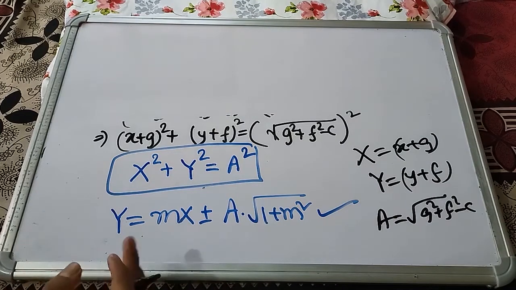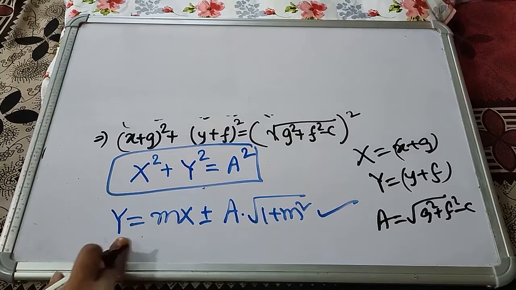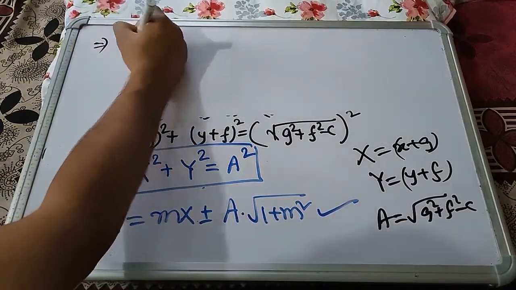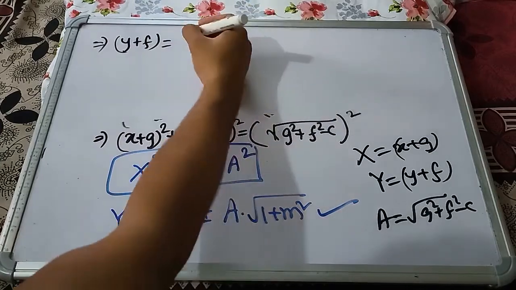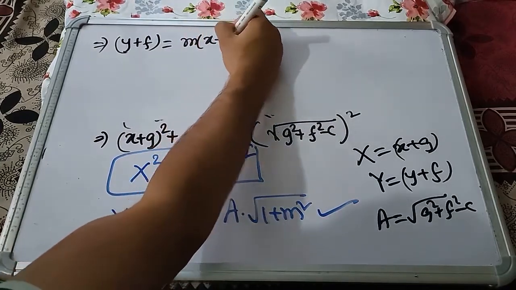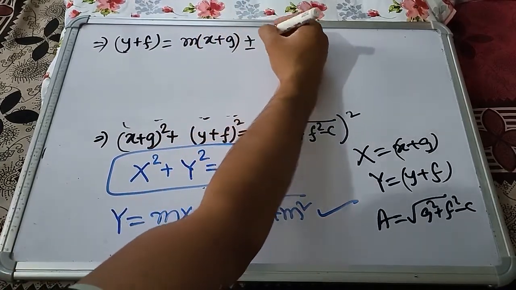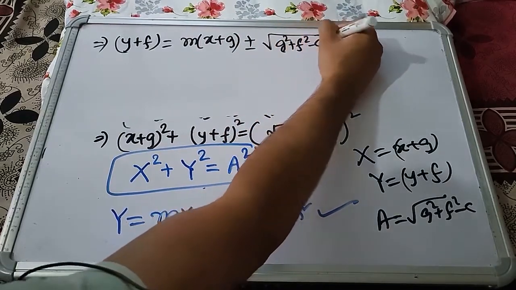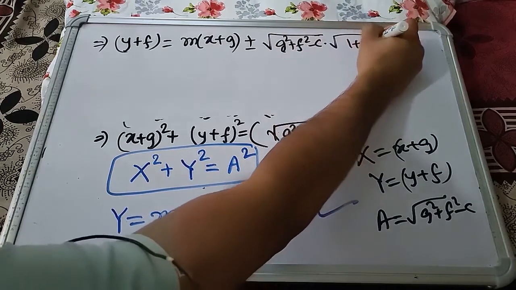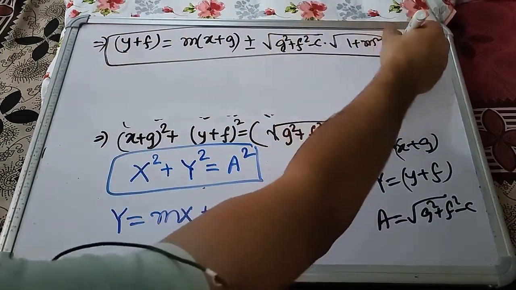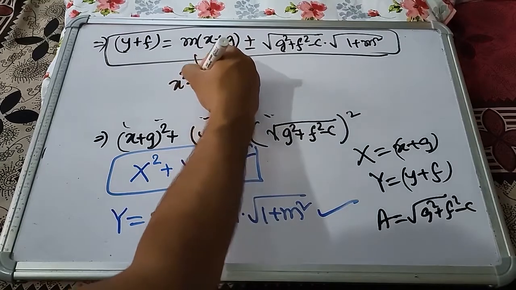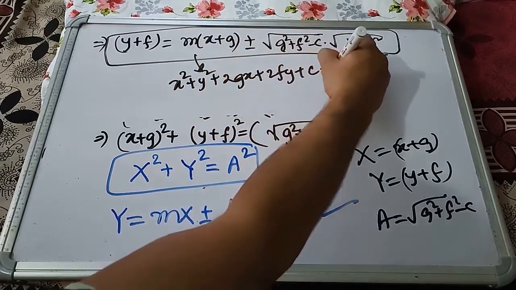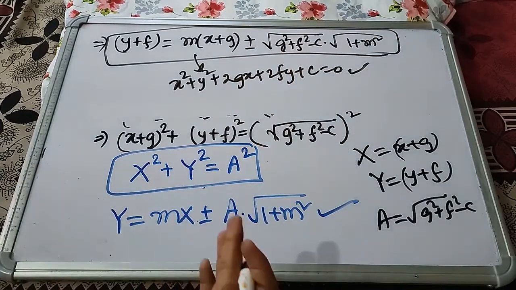So what you need to do now is replace this capital Y and capital X with the small format. Therefore, y plus f equals m into x plus g, plus minus root under g square plus f square minus c, into root under 1 plus m square. Yes, and this is your equation of a tangent to x square plus y square plus 2gx plus 2fy plus c equals 0.